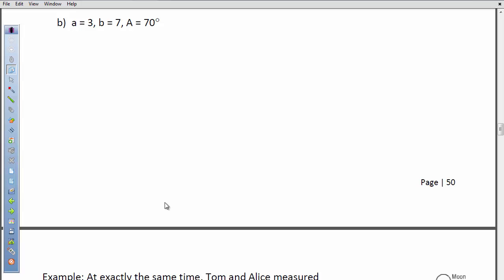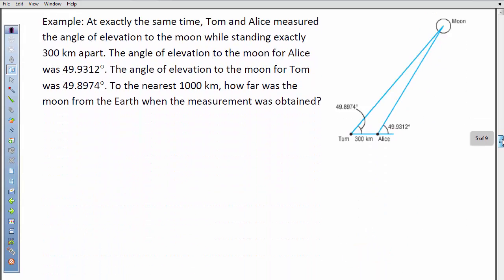So let's look at a little word problem here. At exactly the same time, Tom and Alice measured the angle of elevation to the moon while standing exactly 300 kilometers apart. The angle of elevation to the moon for Alice was 49.9312 degrees. The angle of elevation to the moon for Tom was 49.8974 degrees. To the nearest 1,000 kilometers, how far was the moon from the Earth when the measurement was obtained?